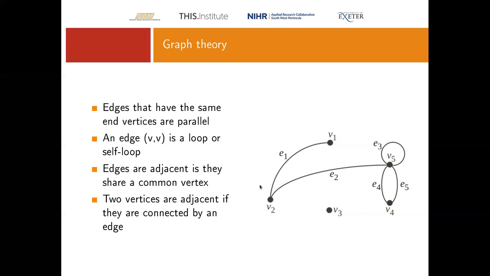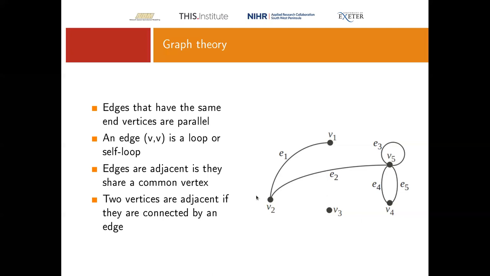Edges that are adjacent share a common vertex. So here, E2 and E4 share the node V5. And two vertices are adjacent if they are connected by an edge. So we get lots of adjacency. And this is also why the matrix that we create that fully describes the network is called an adjacency matrix, because it's all about how the different nodes are connected to each other. But if you're reading around the subject of network analysis and graph theory, the concepts of adjacency, parallelism, and self loops are common nomenclature that you need to be able to understand.